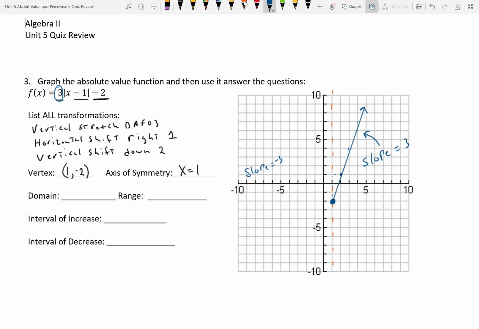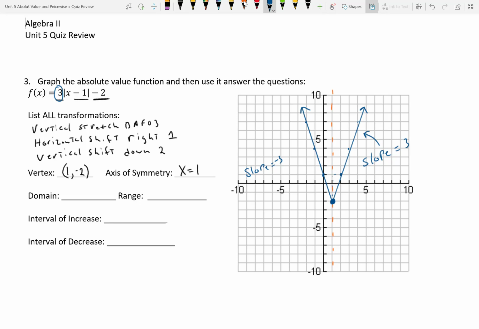And I can either count off grid squares, 1, 2, 3 up, 1 over, or I can simply mirror points from the other side. There we go. And again, if you're using a straight edge, you really only need 2 points. And then we can go ahead and draw a line through them. And there's our absolute value function graphed.